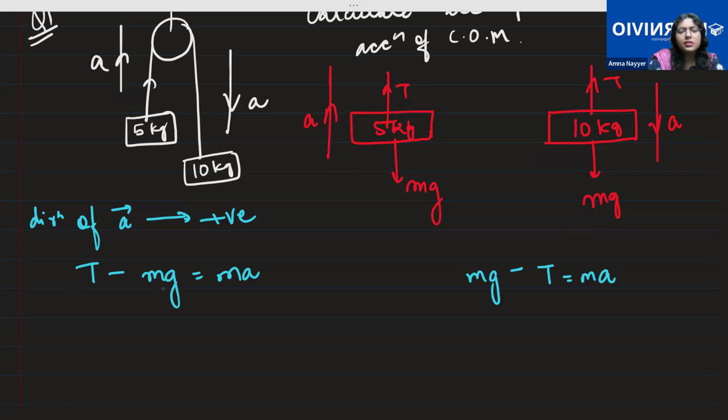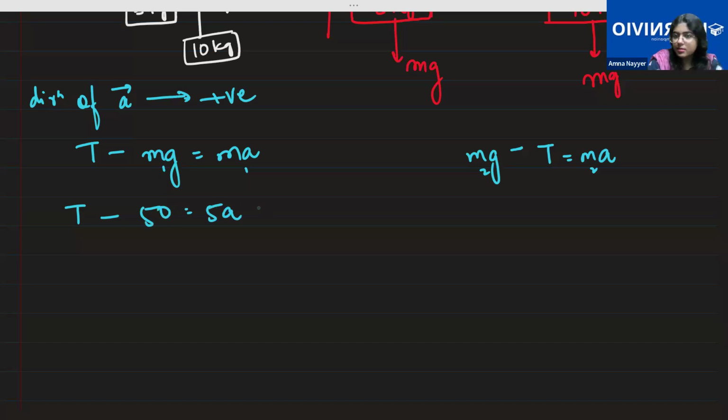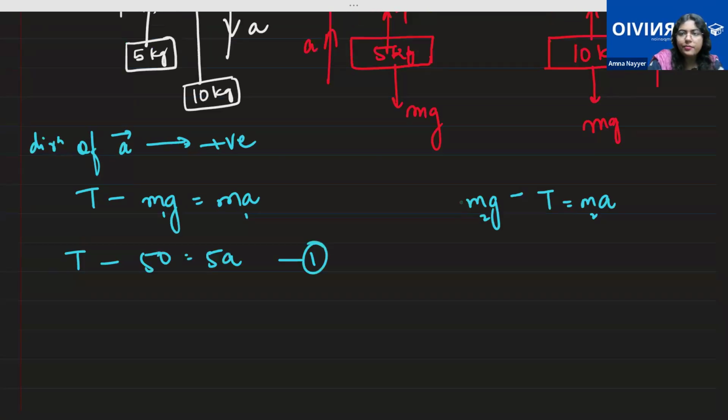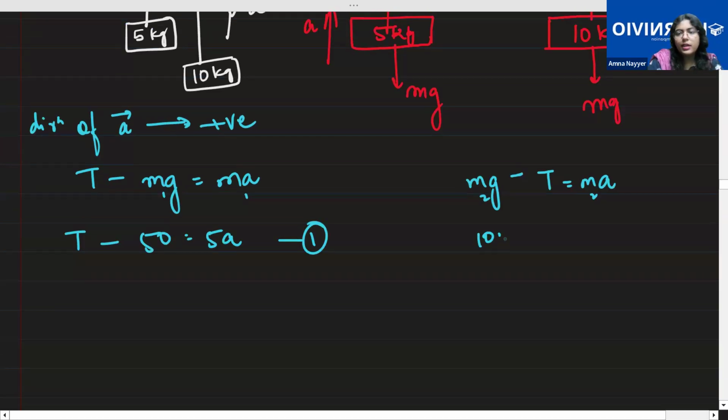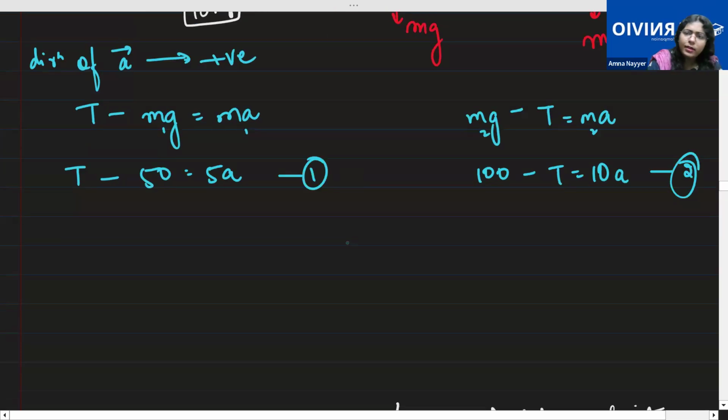Now masses are different. This is some mass 1, this is some mass 2. If I make up the equations, this will be T minus 50 is equal to 5A, since the mass here is 5. This is the first equation. The second equation will be 100 minus T is equal to 10A, since this mass is 10. That's the second equation.